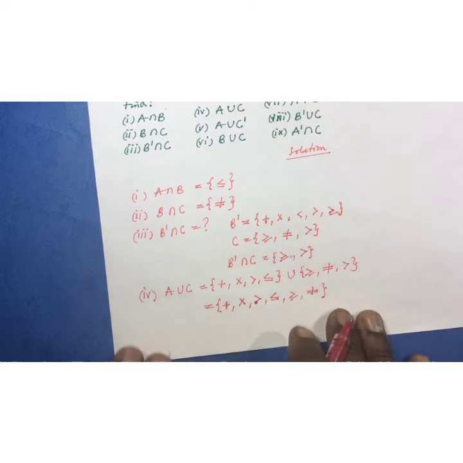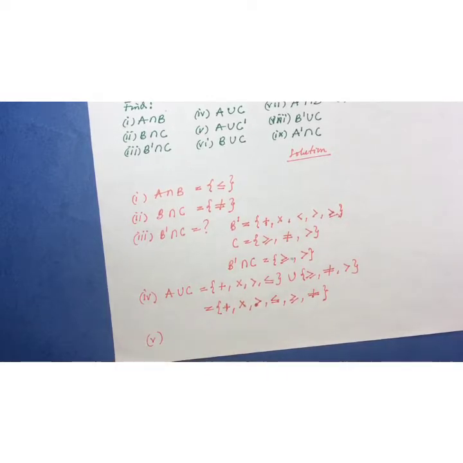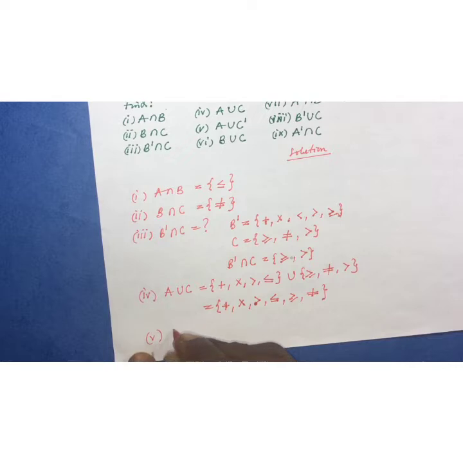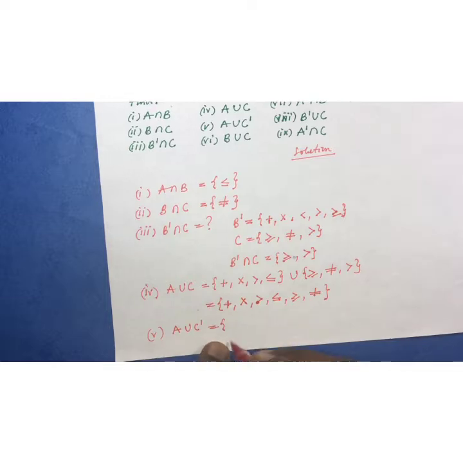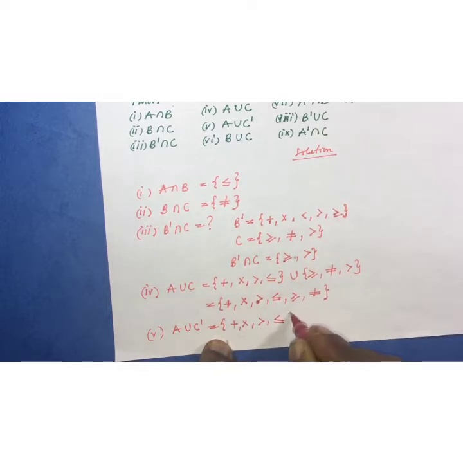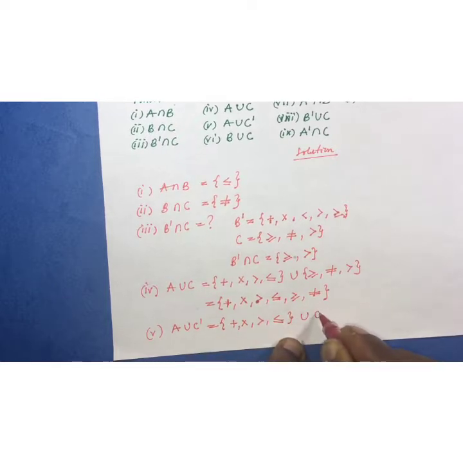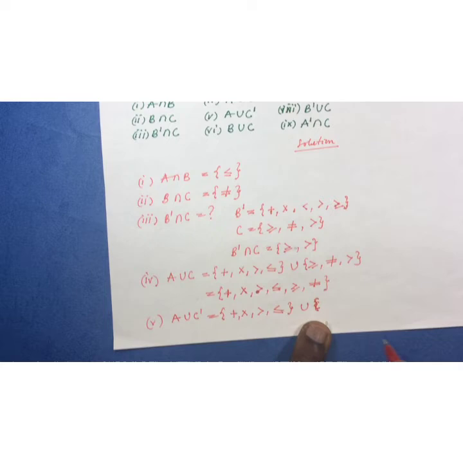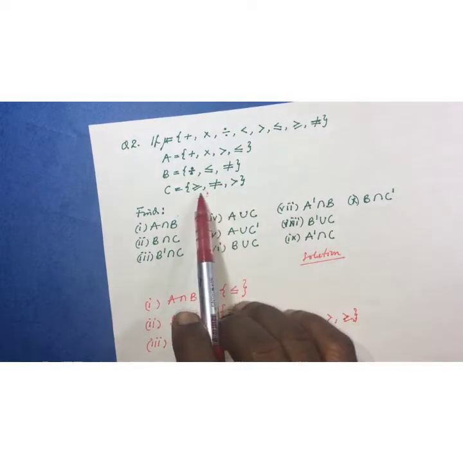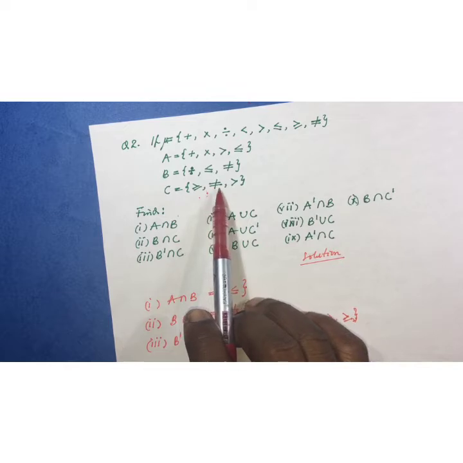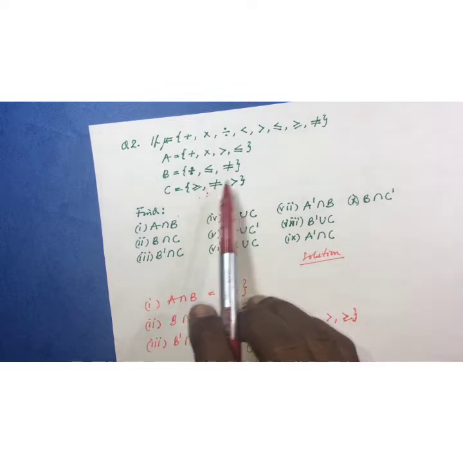Okay, so that brings me to number 5. Now number 5 demands that we find A union C complement. So what would A union C complement give us? It will give us uniting A, which is this, with C complement. Now C complement, let's write out C complement. C complement will be the set containing elements found in the universal set but not in C. And in C, take note, we only have the greater than, the not equal to, and the greater than or equal to symbol.